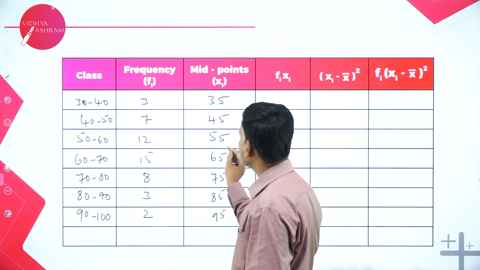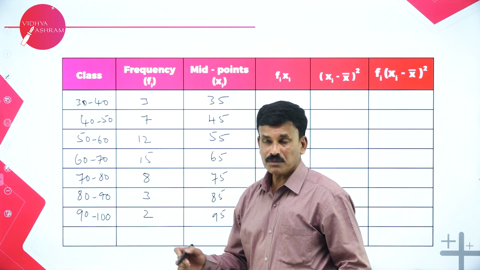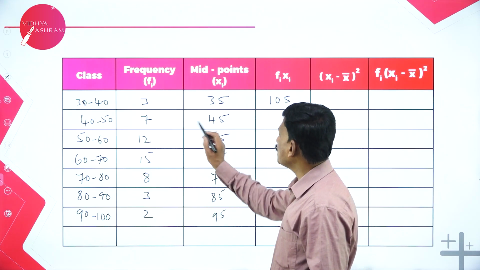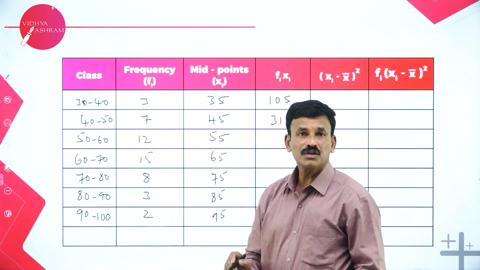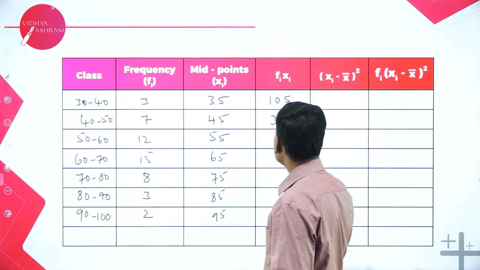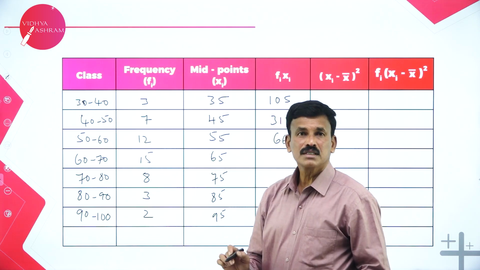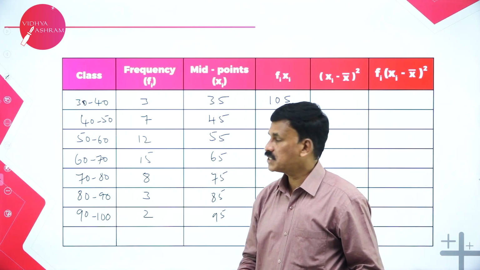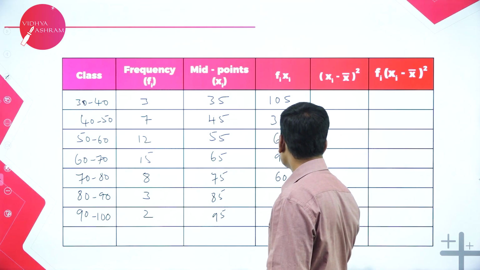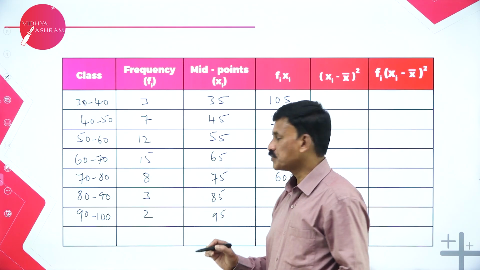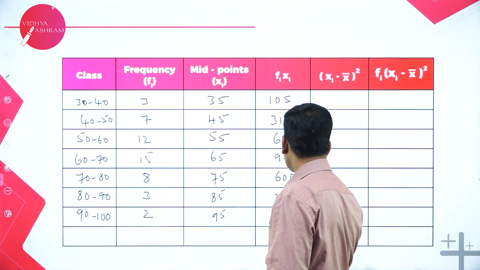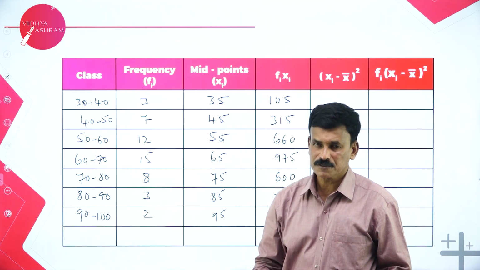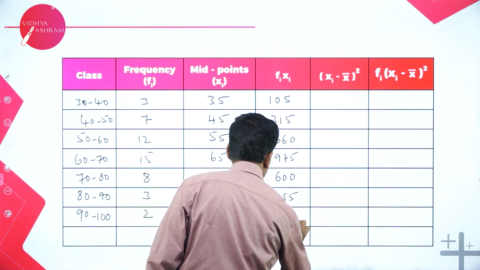Now multiply fi and xi. 35 into 3, 45 into 7. 35 into 3 is 105, 45 into 7 is 315, 12 into 55 is 660, 15 into 65 is 975, then 75 into 8 is 600, 85 into 3 is 255, and the last, 95 into 2, is equal to 190.